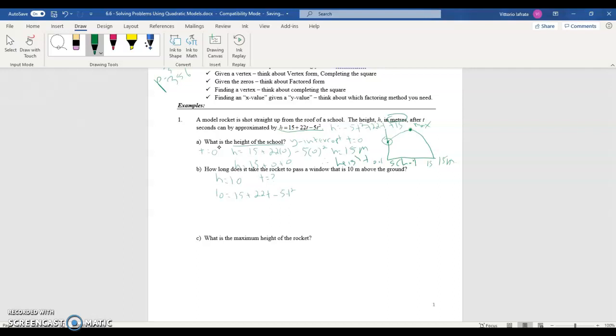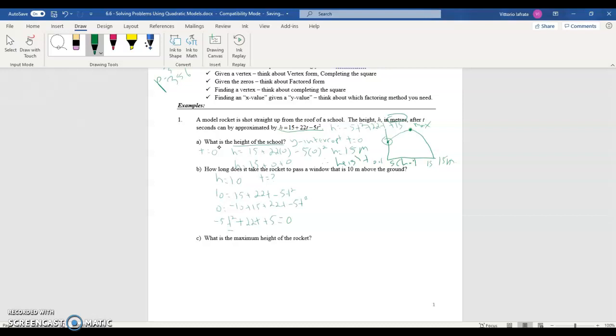And then we can bring the 10 to the other side to make this equal to 0. So we'll get 0 is equal to negative 10 plus 15 plus 22t minus 5t squared. I'm just going to rearrange this a bit. It's not going to change anything. I'm going to simplify and rearrange. So negative 10 plus 15 is 5. I'm going to put my t squared first. So minus 5t squared plus 22t plus 5 is equal to 0.